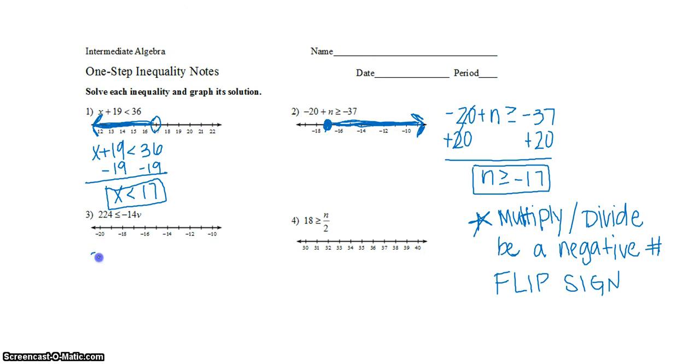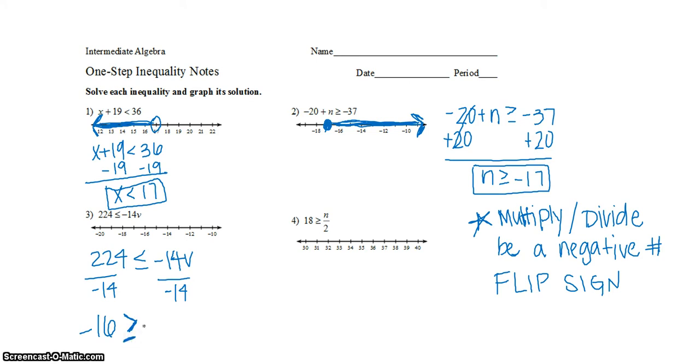So over here on number 3, I have 224 is less than or equal to negative 14v. I'm trying to get to the v, so I need to undo this negative 14. It's negative 14 times v, so I'm going to divide both sides by negative 14. 224 divided by negative 14 is negative 16. Because you divided by a negative, you flip your sign.